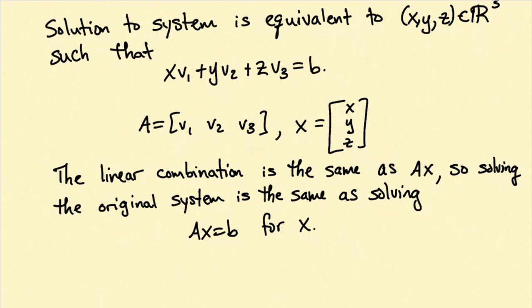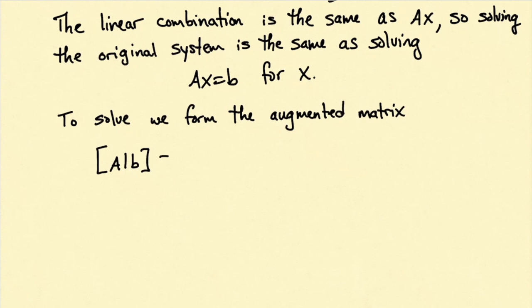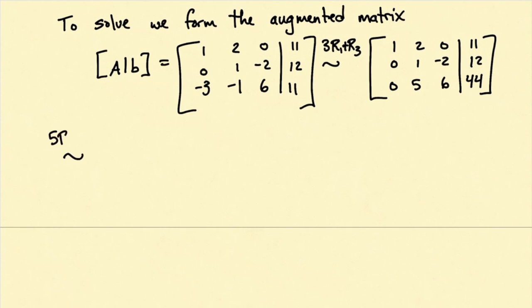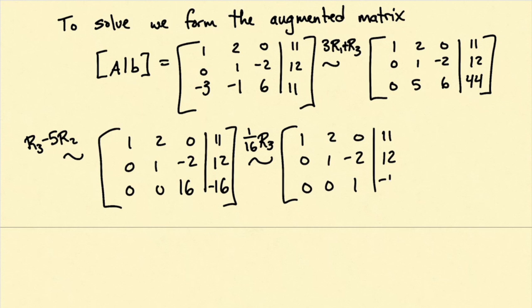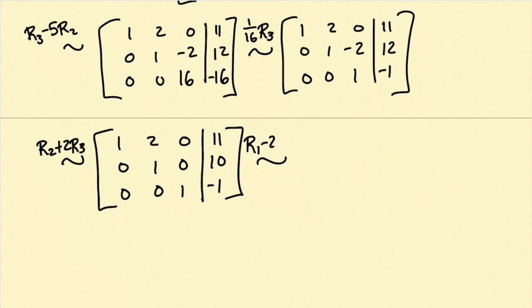We simply have to place our system in the form of an augmented matrix, then use Gaussian elimination to solve the system. So first, we can add 3 times row 1 to row 3. Next, we can subtract 5 times row 2 from row 3. Then we can scale row 3 by 1 over 16. Next, we can add twice row 3 to row 2. And finally, we can subtract twice row 2 from row 1.